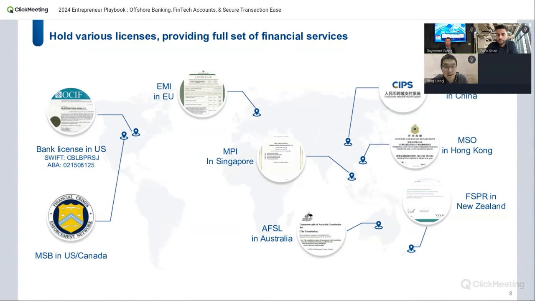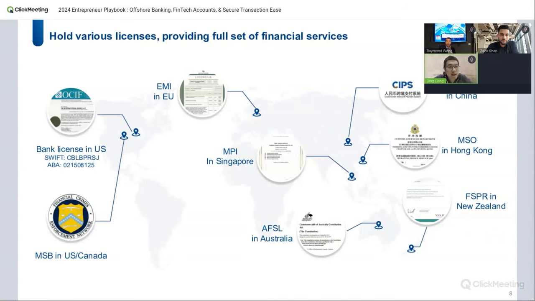Okay. So next, I'm going to share some underlying capabilities which allow us to serve global clients. Basically, it's not easy to do cross-border finance. We have to have certain capabilities to do this business. So the first is we have various licenses from different countries.